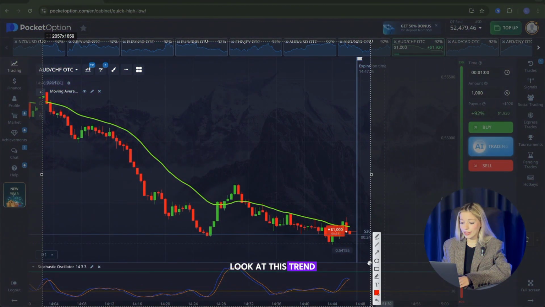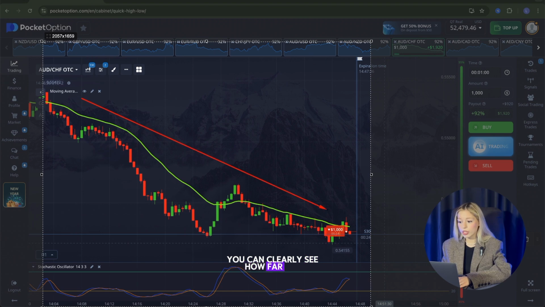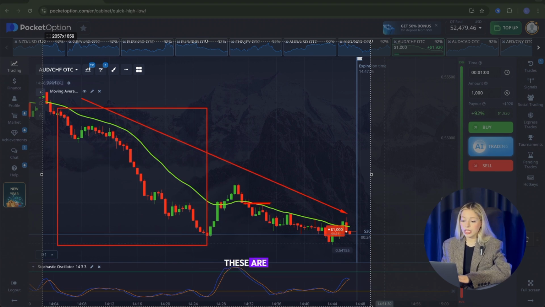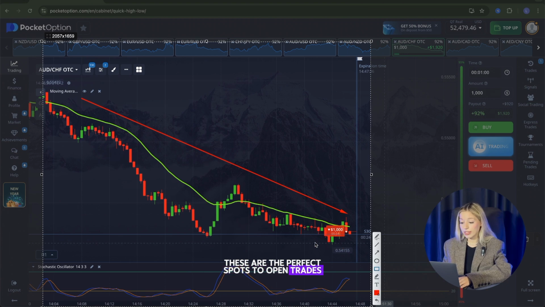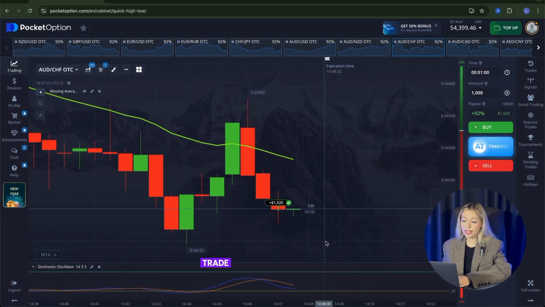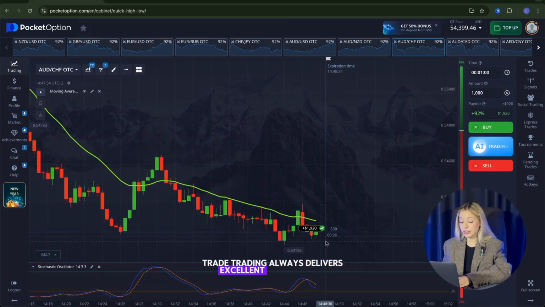Look at this trend. You can clearly see how far the price is moving away from the moving average. These are the perfect spots to open trades. Here we ended based on the stochastic oscillator signal. The result speaks for itself. Trading always delivers excellent results.